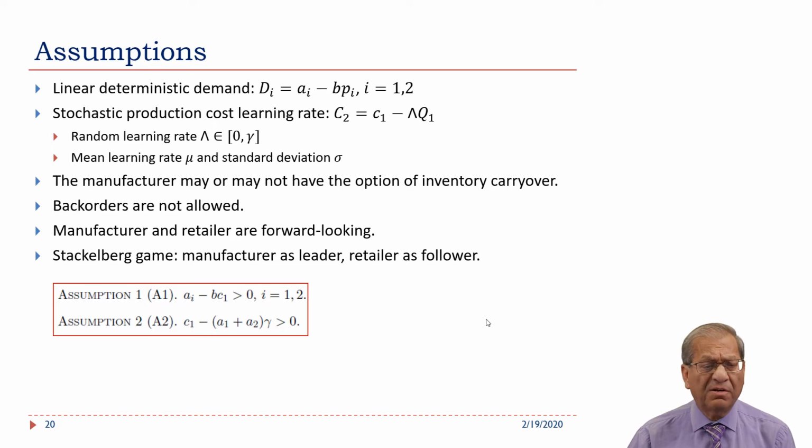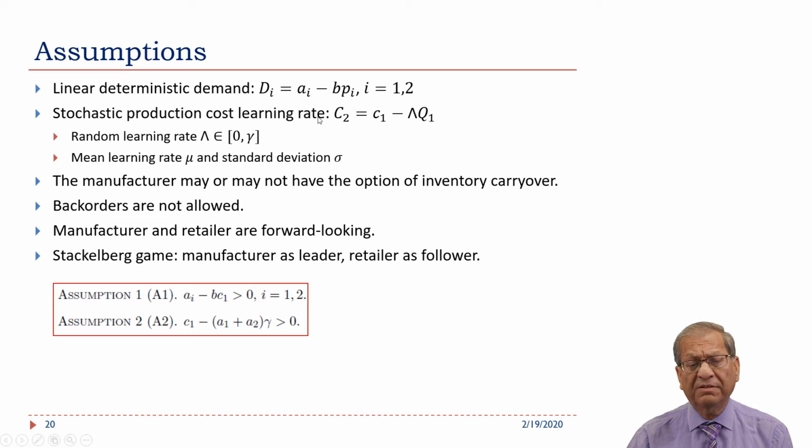The assumptions in the model are as follows. We will assume a linear, deterministic demand, which is D_i equal to A_i minus B times p_i. As you can see, as p_i increases, the demand will decrease. This is called a downward sloping demand.